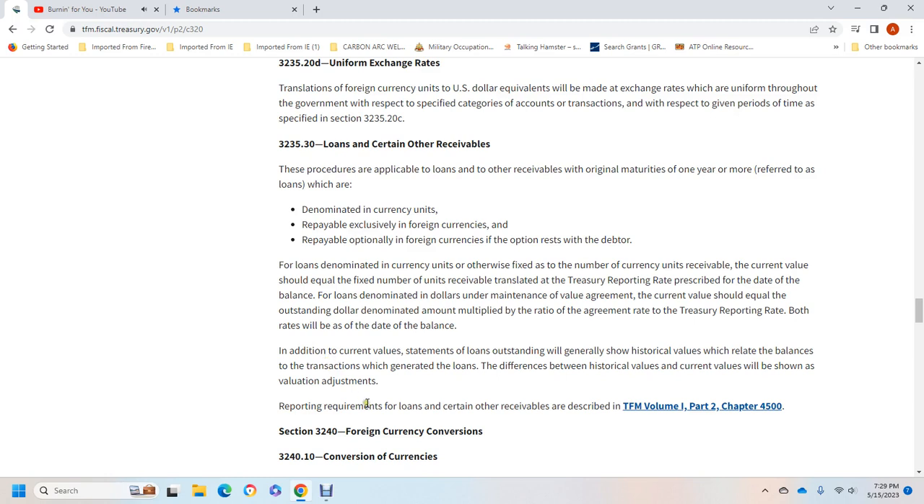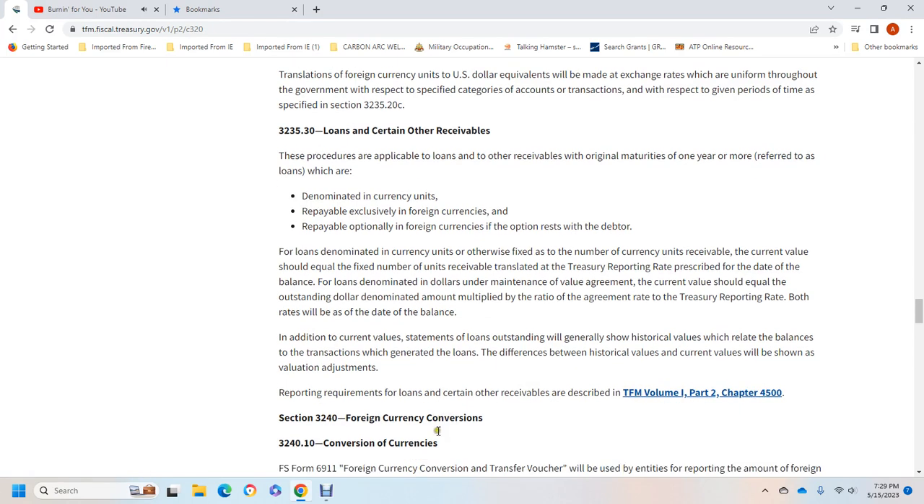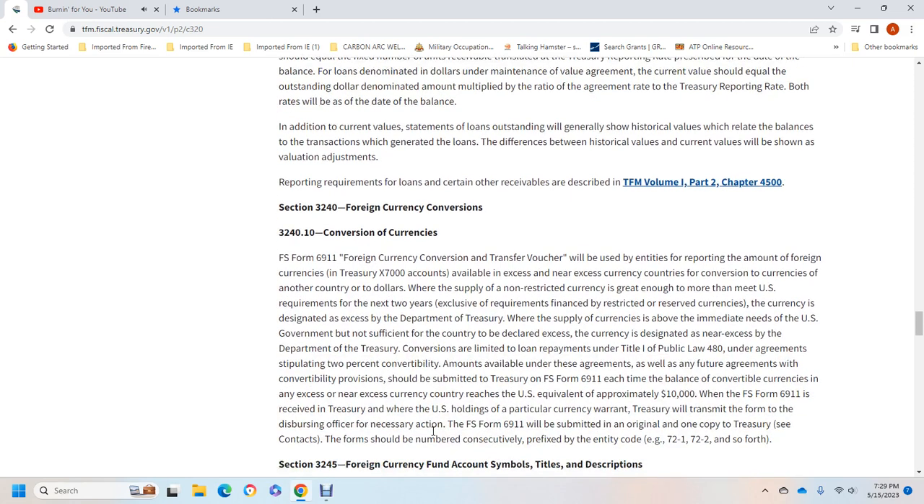Reporting requirements of loans and certain other receivables are described in the Treasury Financial Manual, Volume 1, Part 2, Chapter 4500, Section 3240, Foreign Currency Conversion of the currency.